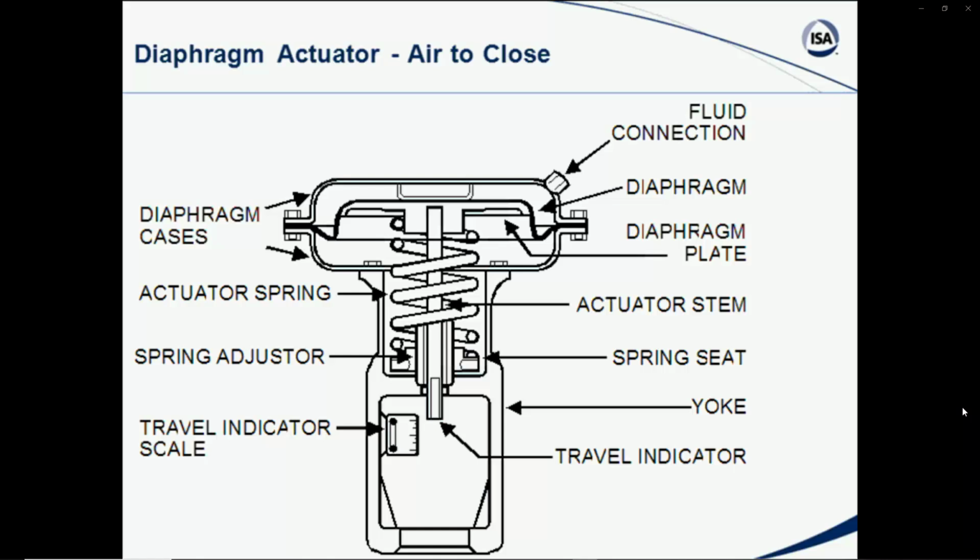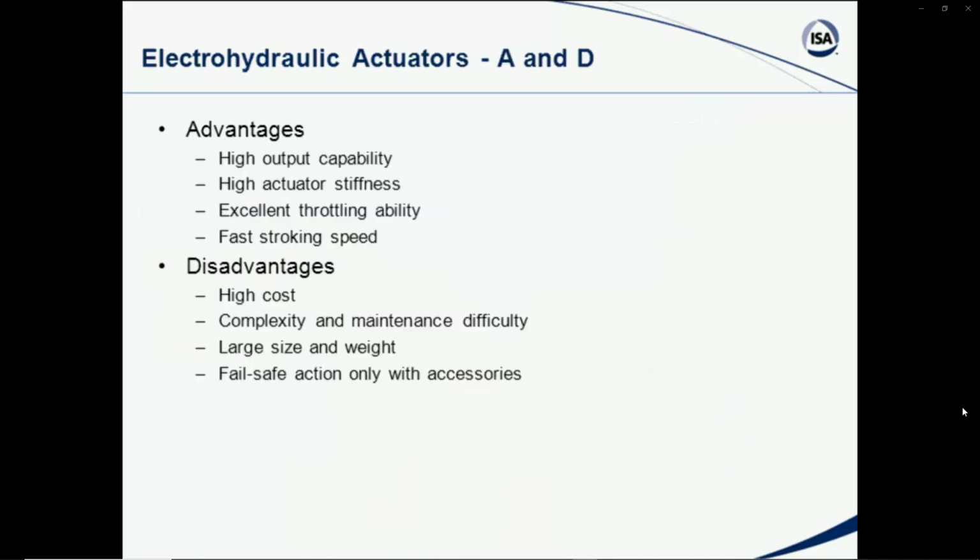But in both cases you do get a failure situation, so that when you lose power you do go to a failure mode. Electrohydraulic actuators have some advantages and disadvantages that are noted here on this slide. I would note that these are used in some cases, and they have some good points, like a good output capability. They're very stiff. They go to a fixed position. They throttle good. They have a very fast stroking speed.